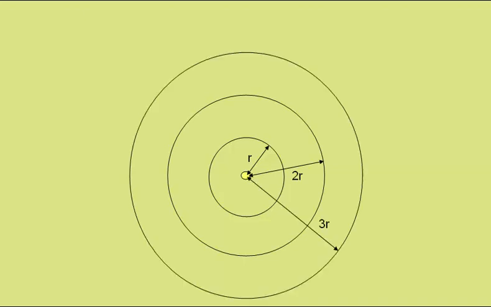from the source, and a sphere at a radius 3r from the source, whatever is coming out from this source must pass through this sphere, and this sphere, and this sphere. But the area of a sphere is given by 4 pi r squared. So as r doubles, the area of the sphere will go up by 2 squared, or 4 times. As r trebles, the area of the sphere will go up 9 times.